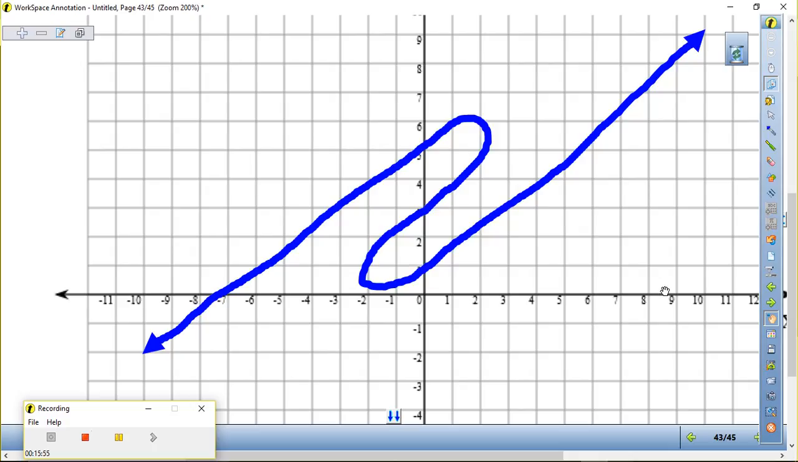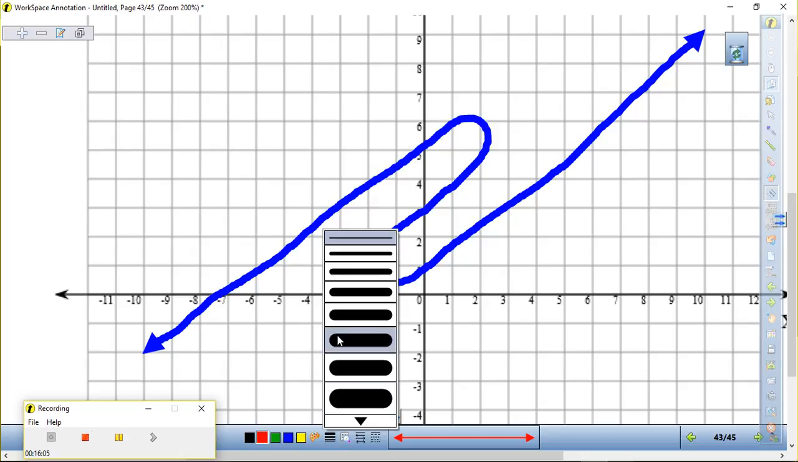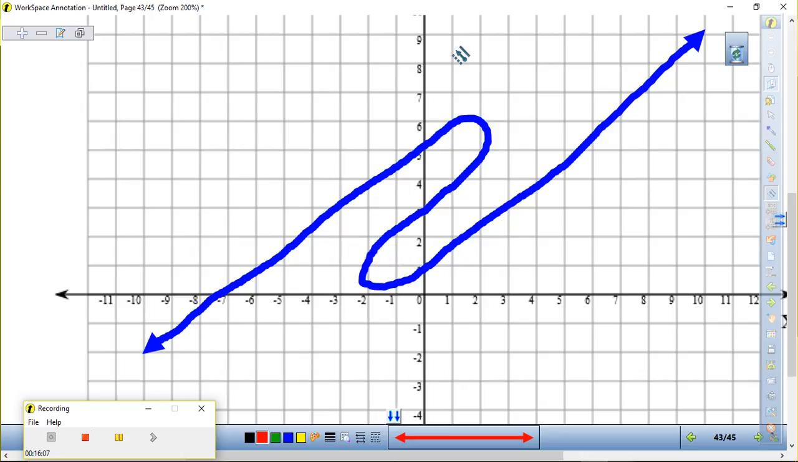You get your ruler, and I want you to draw a vertical line going through x equals 1. x equals 1. So I'm going to draw mine going through x equals 1. There you go. That's my vertical line. I want you to do the same, going through x equals 1.